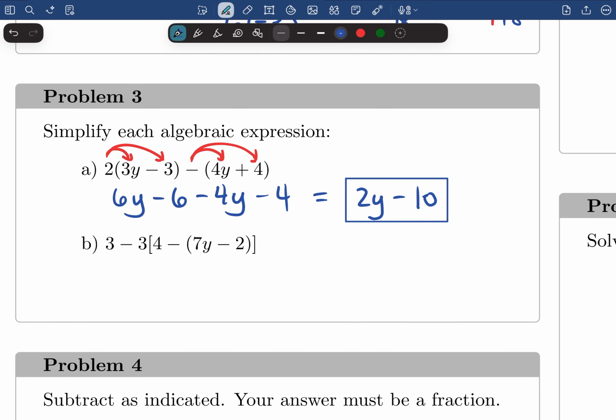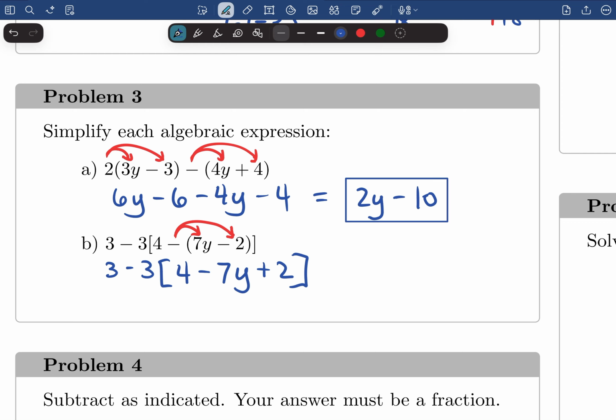You'll see brackets and parentheses. When we've already used parentheses, the next grouping symbol greater than that we would use is brackets. So let's dig in here. I notice I'm going to be distributing this negative sign into both of these terms in the parentheses. So remember, that's like multiplying negative 1. Let's rewrite everything. 3 minus 3 times 4 minus 7y plus 2.